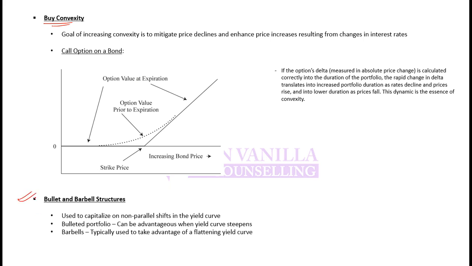Bullet and barbell structures are another strategy. It is used to capitalize on non-parallel shifts in the yield curve. So a bulleted portfolio can be advantageous when the yield curve steepens. So if you think that the yield curve will steepen, that is, this is the current and this will go up, then that means there will be higher loss at this end, but there will be lower loss at this end.